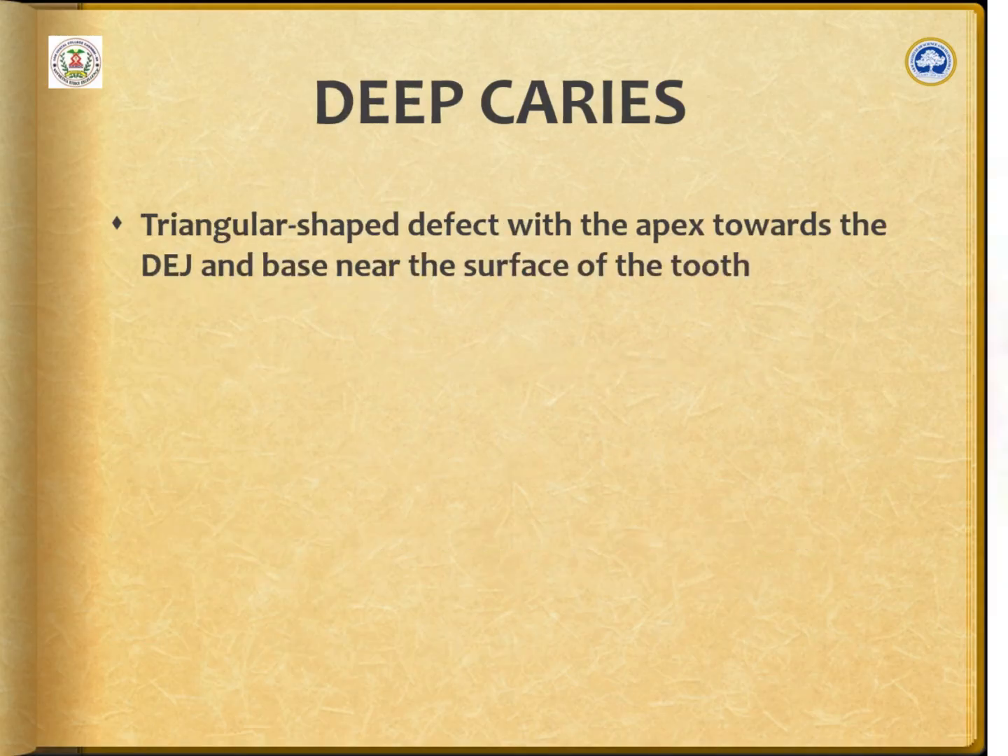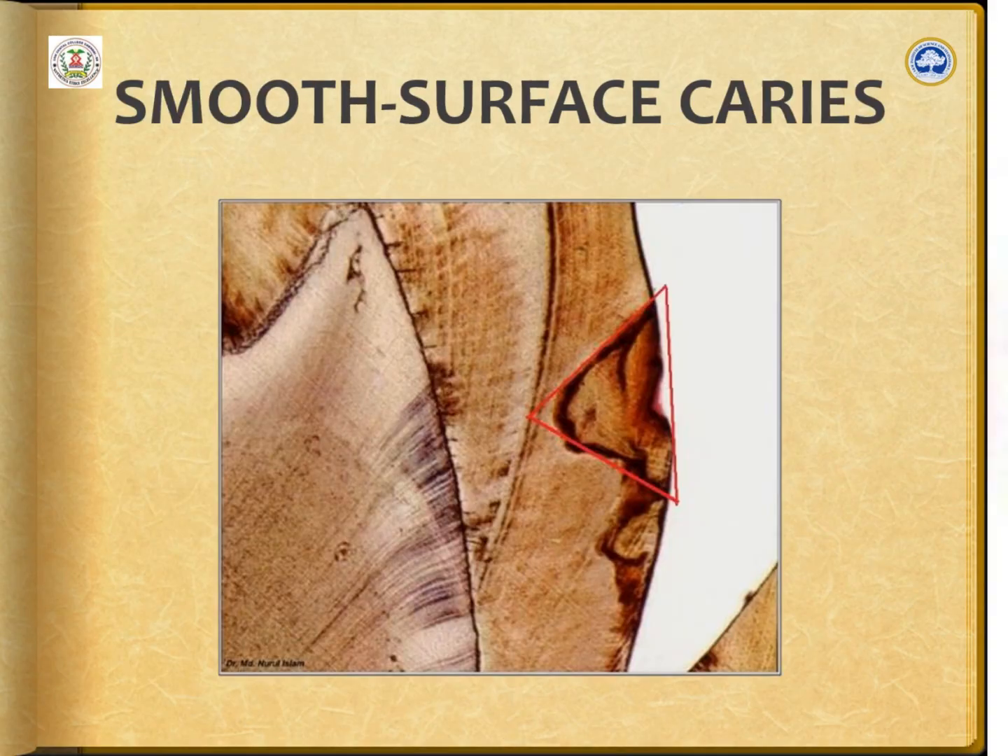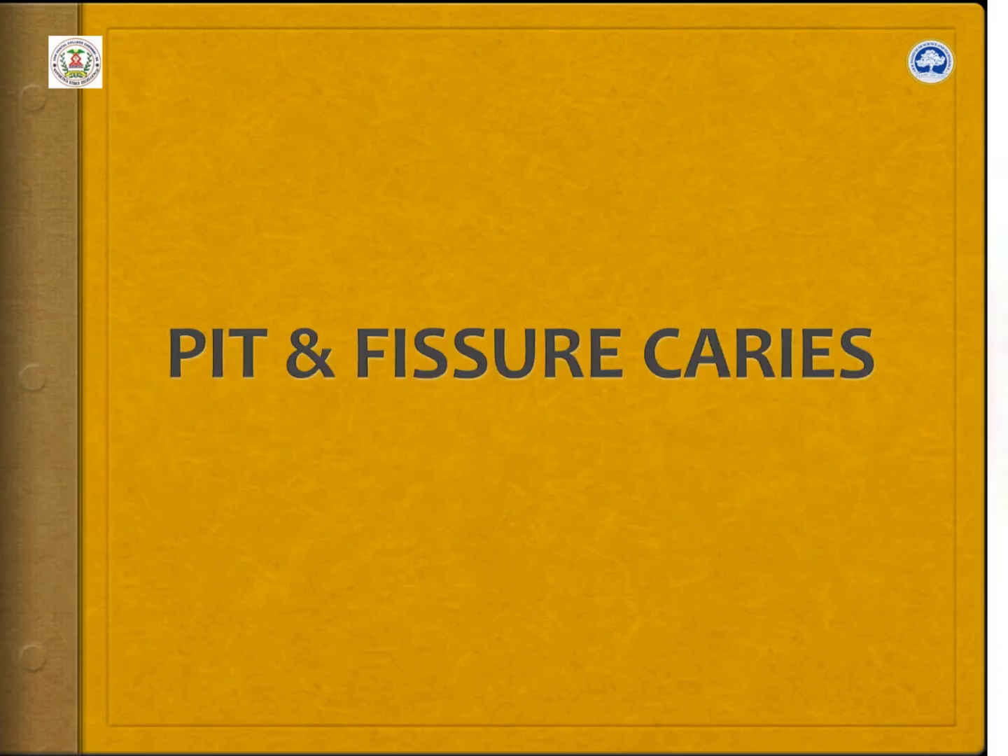The advanced caries or deep caries shows a triangular shaped defect with the apex towards the DEJ and base near the surface of the tooth, as in this case. The apex of the triangle is near the DEJ and the base is near the surface.